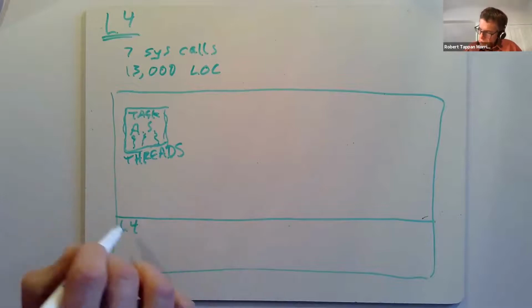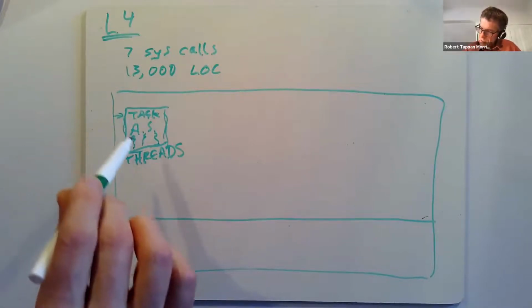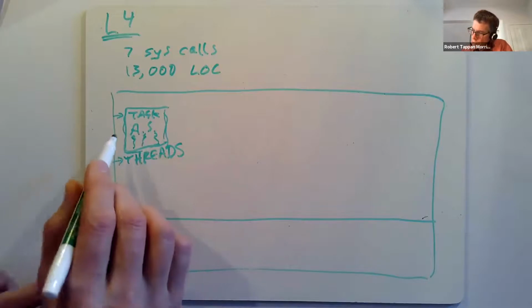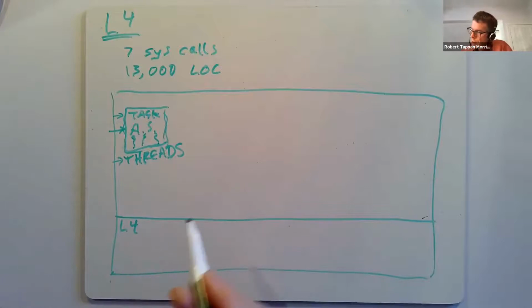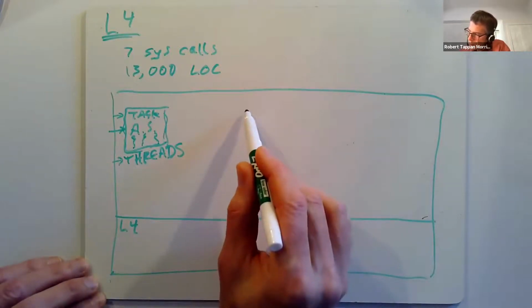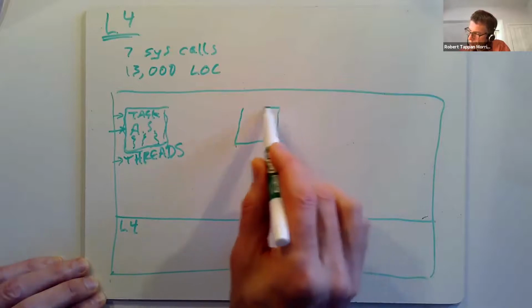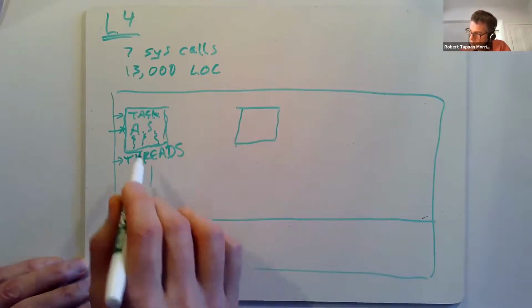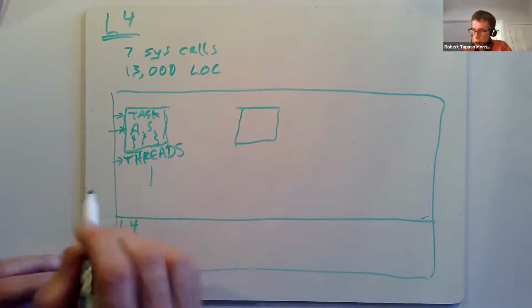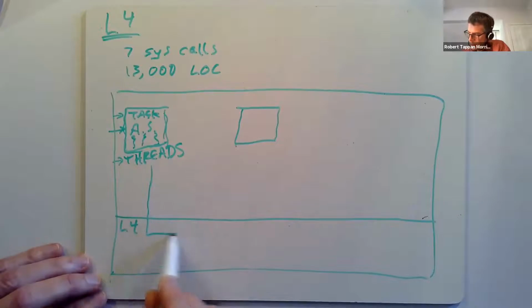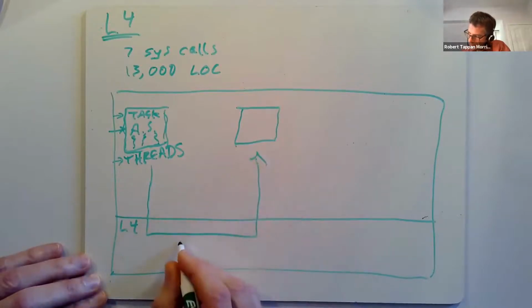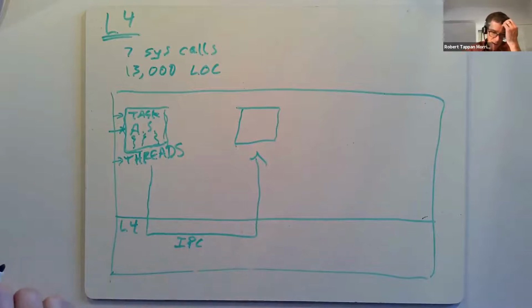So L4 supported tasks. It knew about tasks. It knew about threads, and it also knew about address spaces in the sense that you could tell L4, look, here's how I want pages mapped in my address space. And the other main thing that L4 knew about is interprocess communication. Every thread had an identifier, and one thread could say, look, I want to send a message, just some bytes, to another thread, and here's its identifier. Please send a message to that other thread.